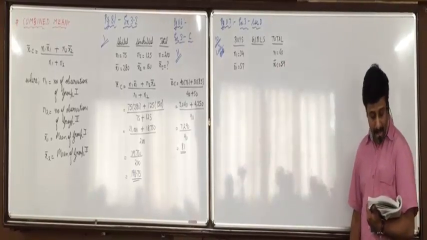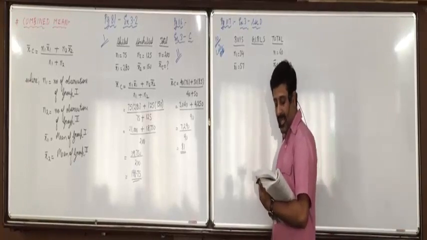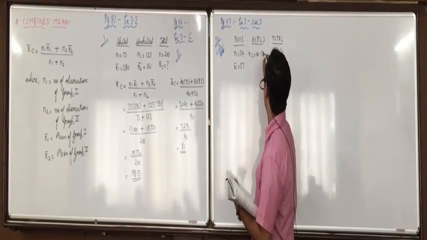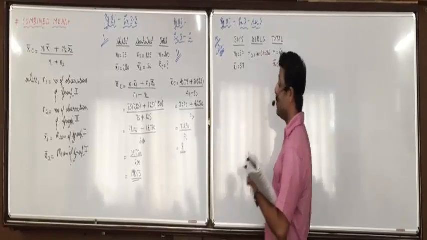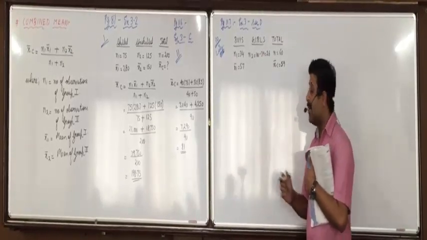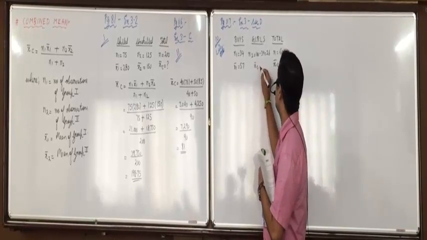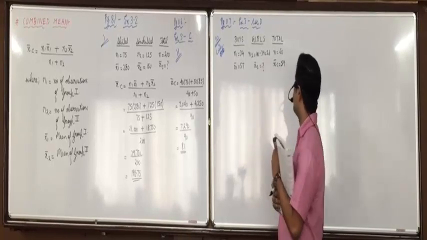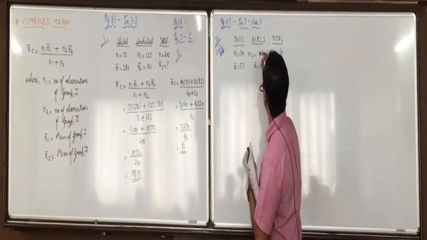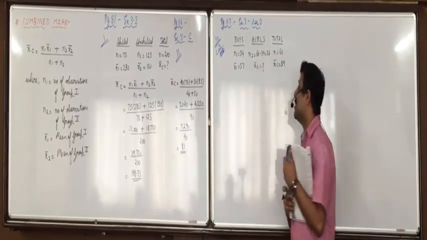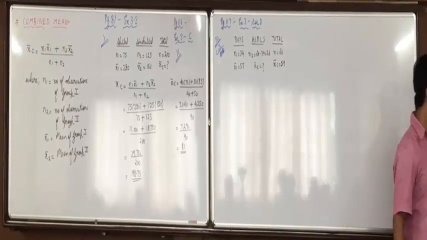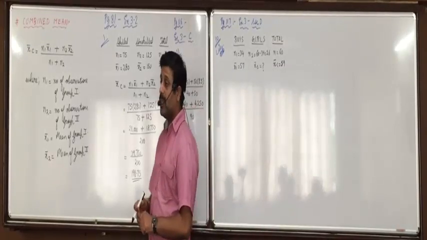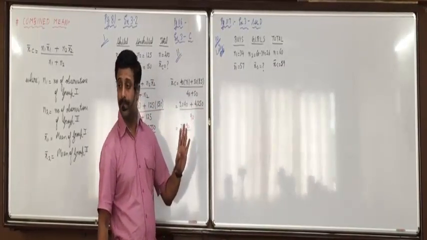Understood that? Now they say, find the mean marks scored by girls. Out of 60 students, 34 boys means 26 girls. N2 will be 26, and X2 bar is what we have to find. Is everyone clear with this? Raise your hand if you are not clear with the information given.